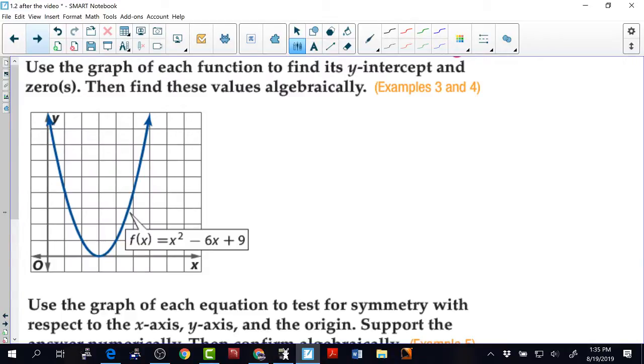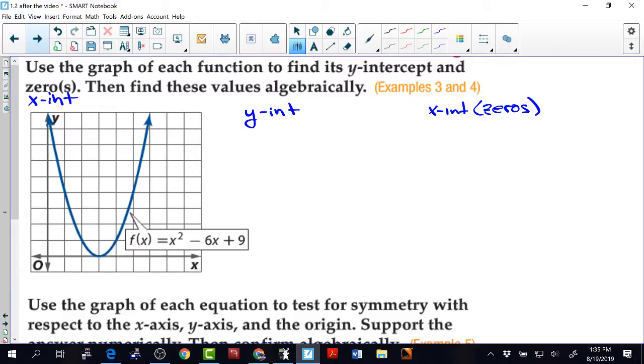Use the graph of each function to find its y-intercept and zeros. Zeros are also x-intercepts. Then find these values algebraically. Well, you can look at the graph, but I'd rather do this algebraically. Let's look at y-intercepts. Let's look at x-intercepts, which are also zeros of the function. Very simple. I know there's a question on the test that students have a hard time with because there's a lot of other stuff going on and you just forget to plug 0 in. Don't forget. When it's asked for y-intercepts and x-intercepts or zeros, plug zeros in.